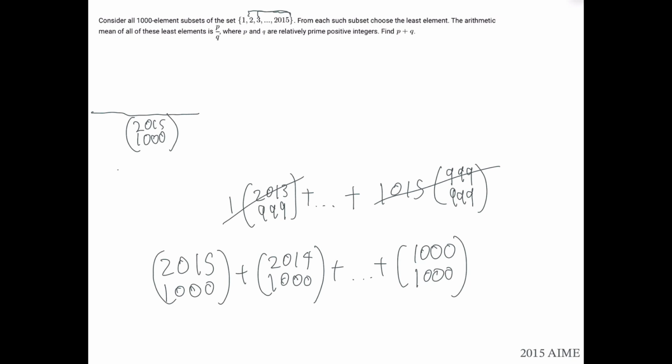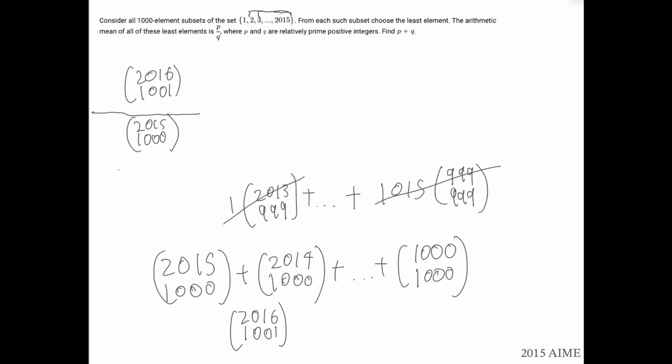And when we add them all together, this is the largest number in it. So it's going to be 2016 choose 1001. That is our numerator. You can just use the factorial definition to get that this is 2016 over 1001, which simplifies nicely to 288 over 143, and p plus q is 431. And we're done.